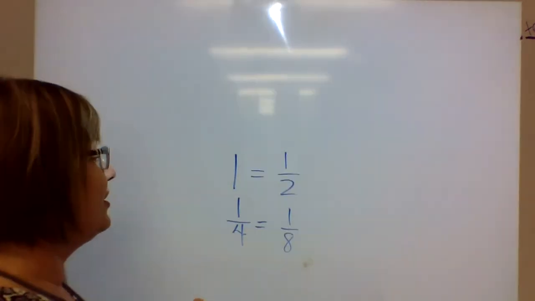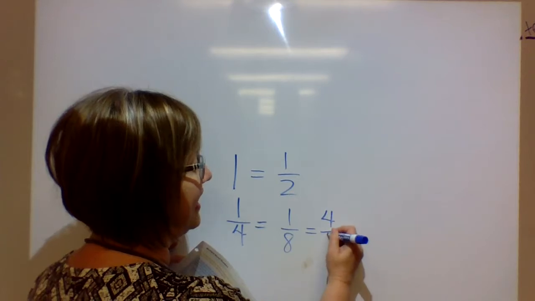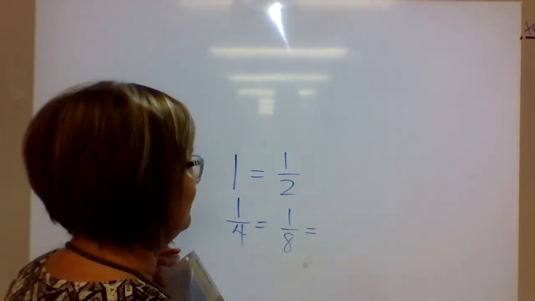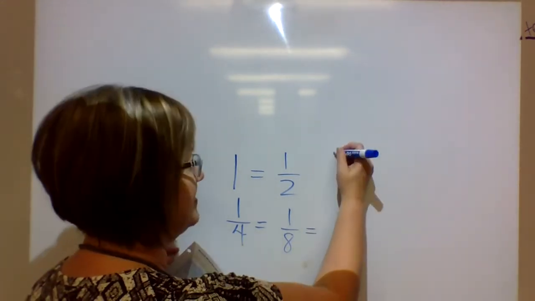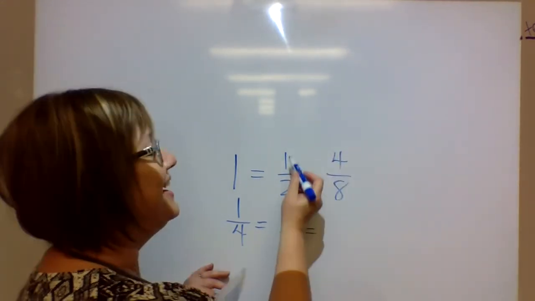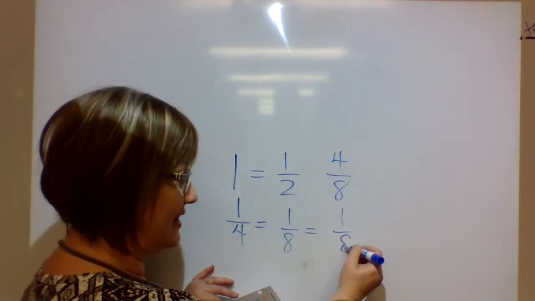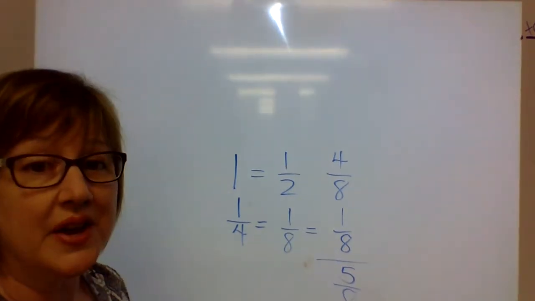Okay, so if we added these two together, we'd have to put this back into halves. We'd have to make the half into eighths. So back to this: 4/8 would be a half, plus that eighth is going to be 5/8. That's what half of 1 1/4 is.